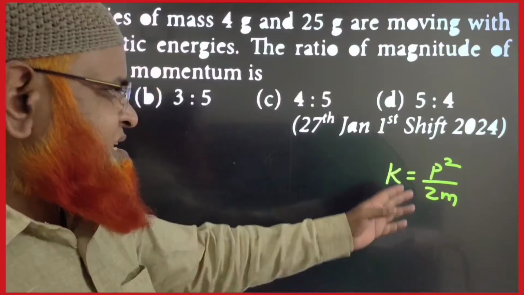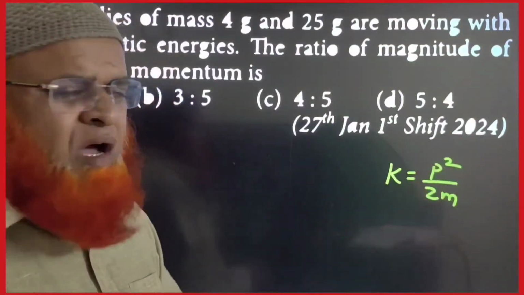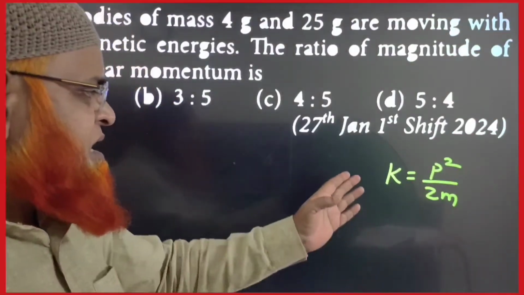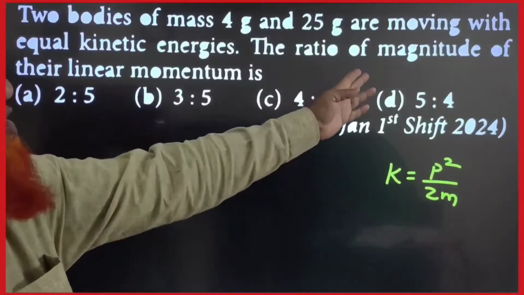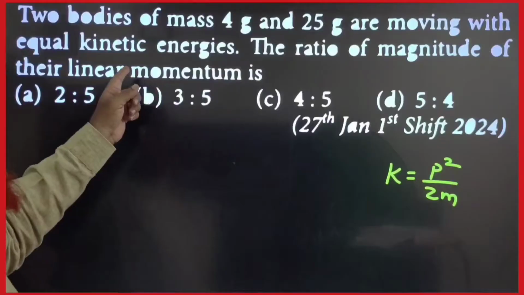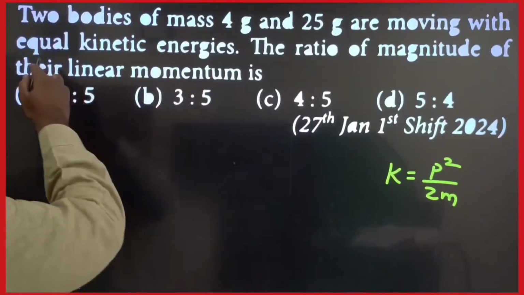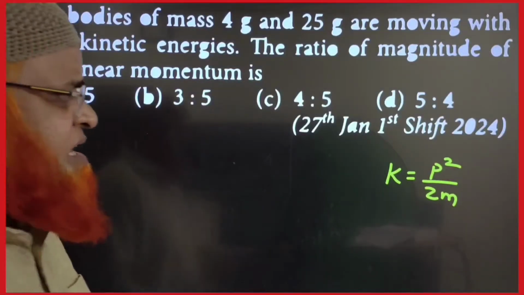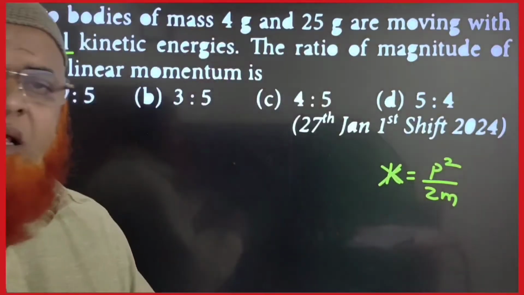Dear students, this is the latest question of JEE Mains 2024. A very simple and silly question. Here, he is asking us to find out the ratio of magnitude of linear momentum when their kinetic energies are the same. Equal kinetic energies is telling. So equal kinetic energy means this is going to be constant. Then what is left here?